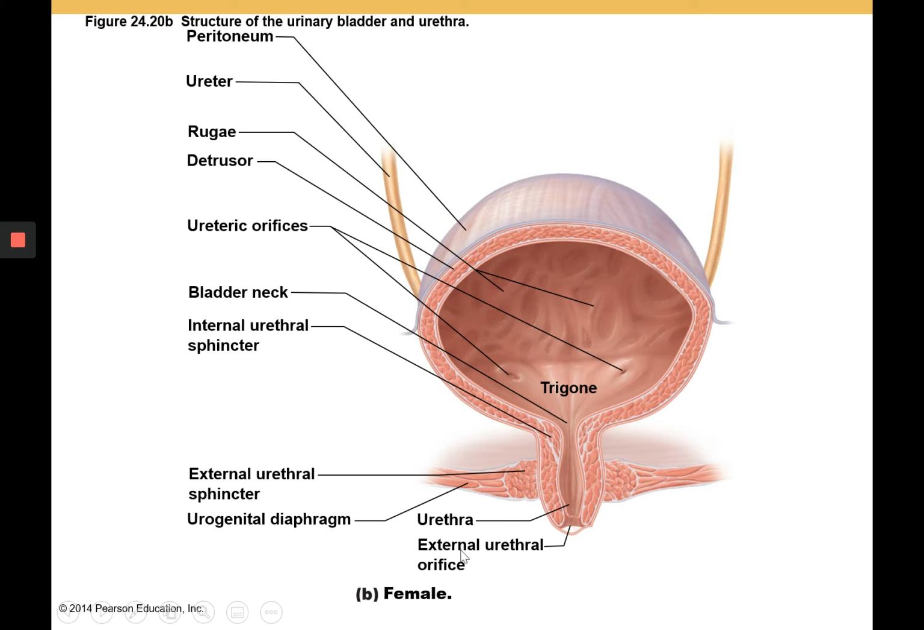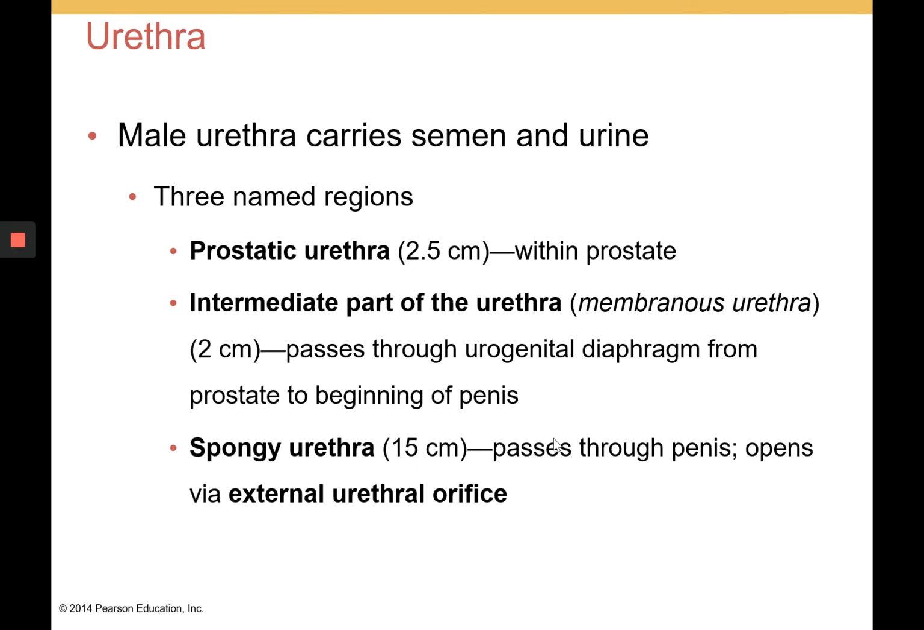So here is the external urethral orifice, and here is the internal urethral sphincter. The male urethra is going to carry both semen and urine, but at different times. There are 3 parts to the urethra. The male urethra is longer than the female urethra. The 3 parts to the male urethra are the prostatic urethra, intermediate part of the urethra, and the spongy urethra.